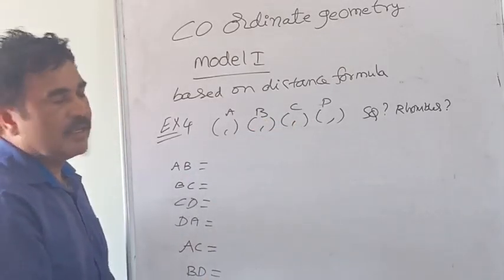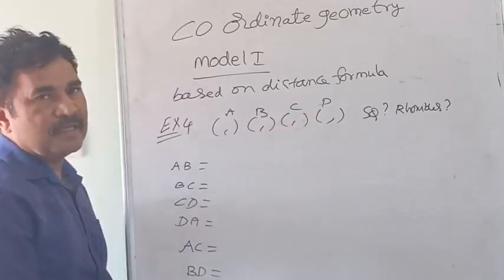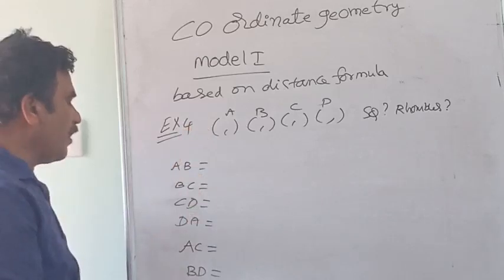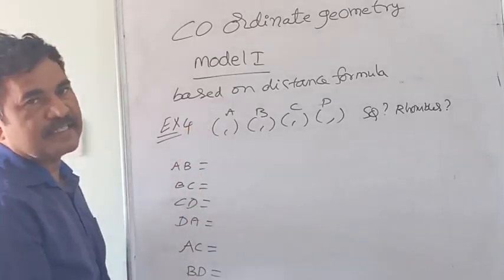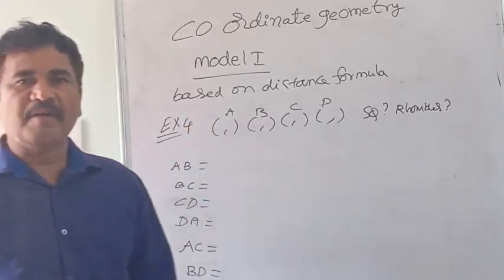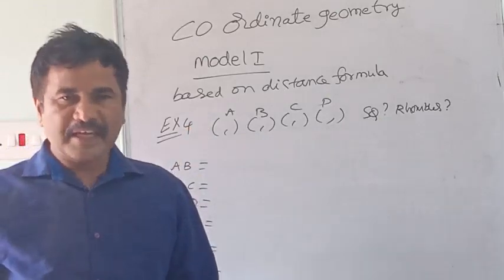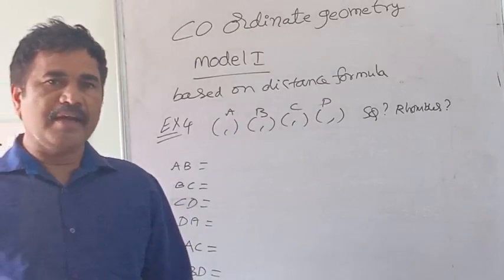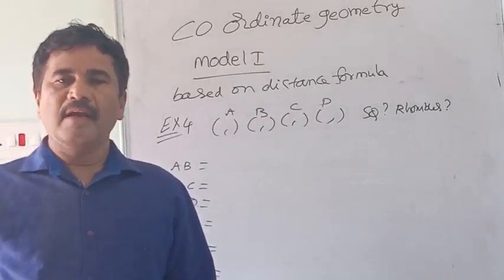Clear? Whether square or rhombus, the work is the same. Find all the sides using the distance formula, and find diagonals AC and BD using the distance formula. Everything is the same, only the checking is different. If the diagonals are also equal, it is a square. If not equal, it is a rhombus.